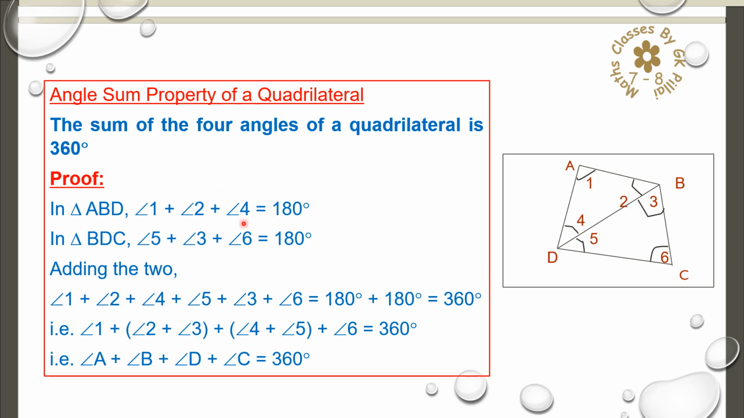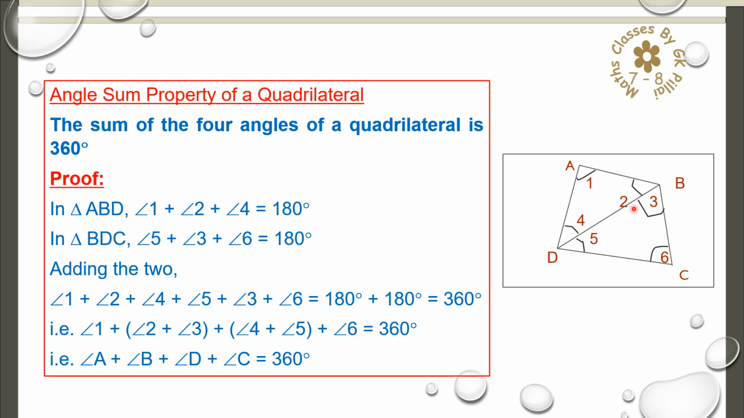For proving this, we will join BD so that we get two triangles. Now you should remember the angle sum property of a triangle. In triangle ABD, angle 1 plus 2 plus 4 is equal to 180 degrees. And in the other triangle, angle 3 plus 5 plus 6 equal to 180 degrees. Now let us add these two. We will get angle 1 plus 2 plus 4 plus 5 plus 3 plus 6 equal to 180 plus 180, 360 degrees.